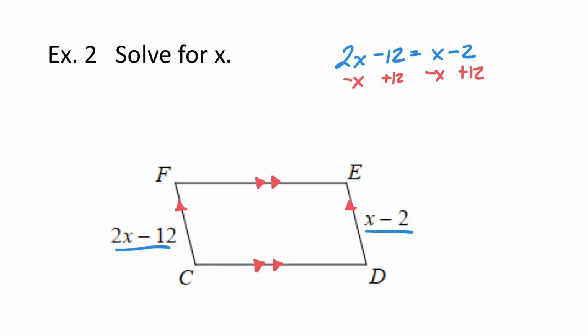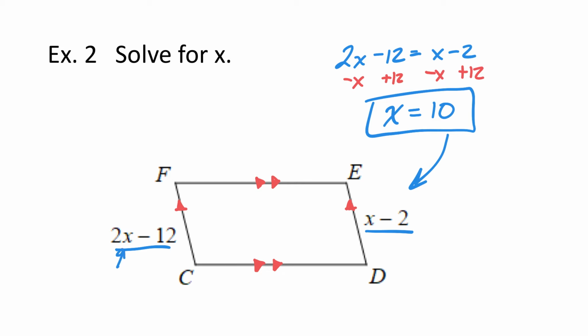Again, always pay attention. Make sure you answer the question that's being asked. Does it ask us to solve for x? Yes, it does. So when we have this, we are done. Wouldn't hurt to check our answer. 10 minus 2 is 8. And then 10 times 2 is 20, minus 12 is also 8. Quick little mental math. We check our answer. We know that it's now correct.